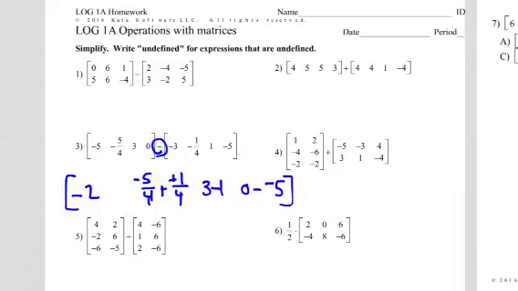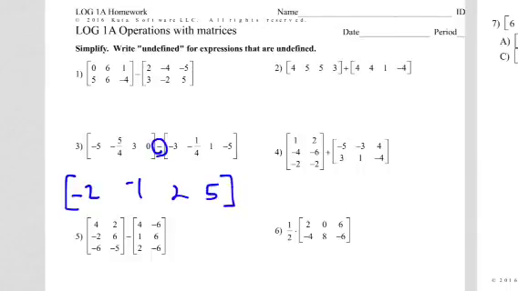Got a double negative here. So negative 5 plus a positive 1. So that's going to be negative 4 over 4. So that's just negative 1. 3 minus 2 is pretty easy. That's just 2. And then 0 minus negative 5, same thing as 0 plus 5. So that is just 5. Okay, so remember, we're matching up parts. Just add the parts that are in the same place, and put them down here in the same place.